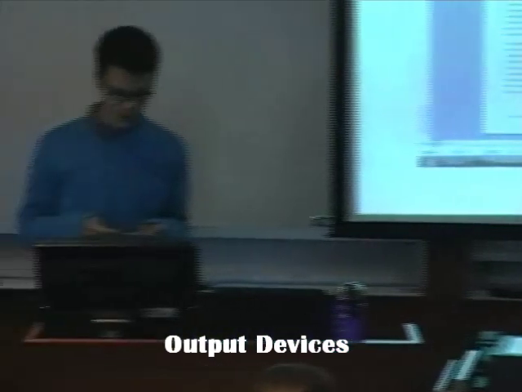Now we talk about the output devices. An output device allows you to observe with one or more senses the input you've made. The most common types of output devices are displays, printers, and speakers. This is an example of a display output.